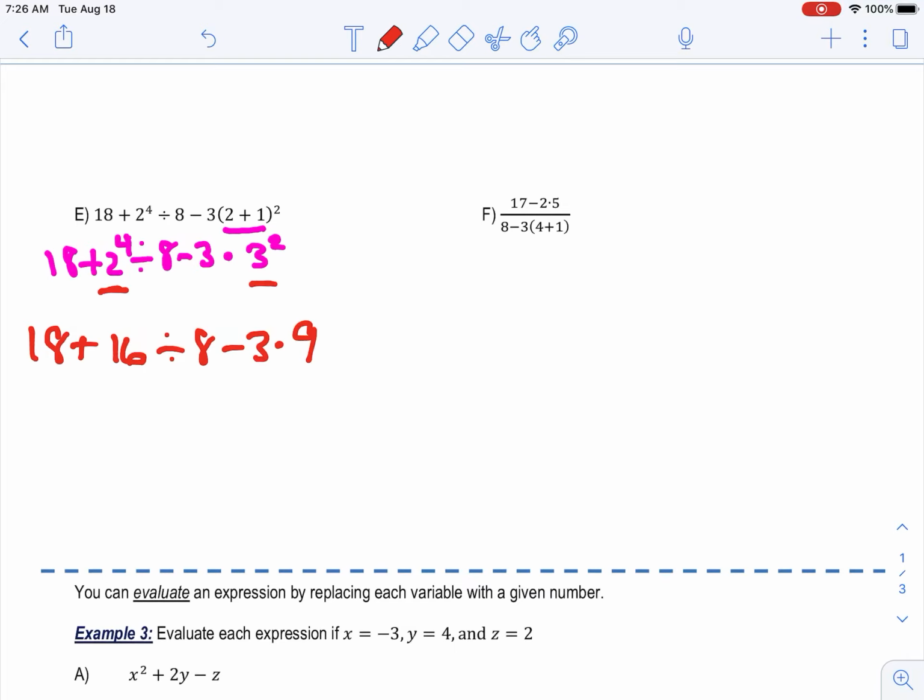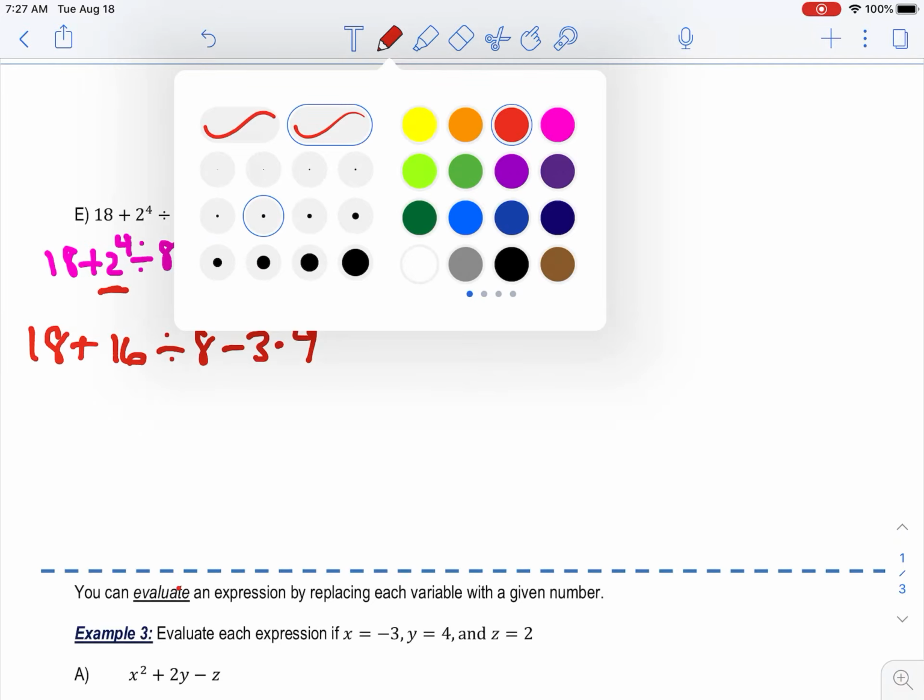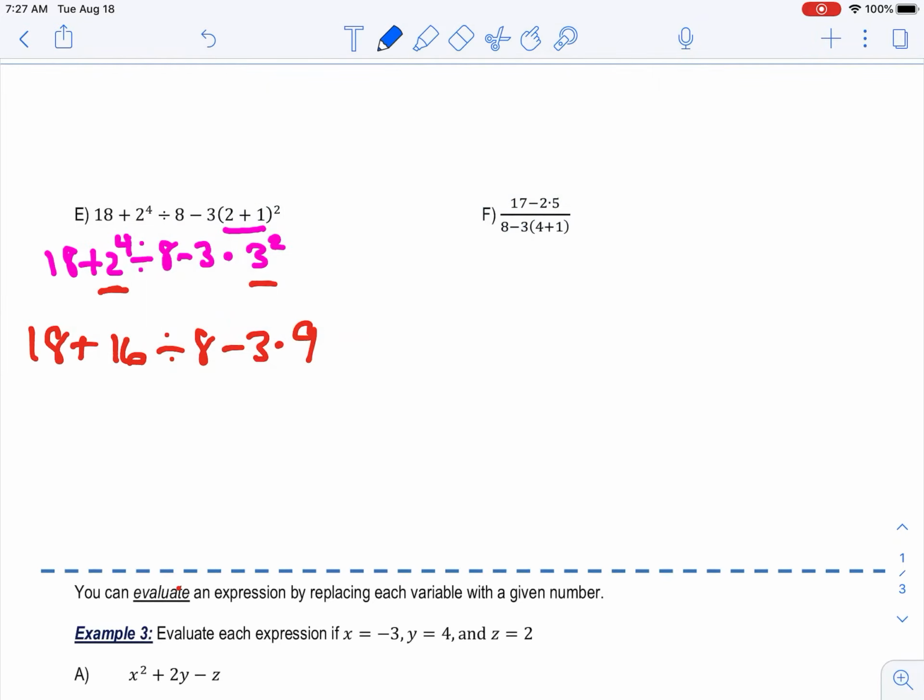All right, I notice addition, division, subtraction, and multiplication. So that means I need to do the division first. So 18 plus 2 minus 3 times 9. Now I'm going to do the multiplication. 18 plus 2 minus 3 times 9 is 27.